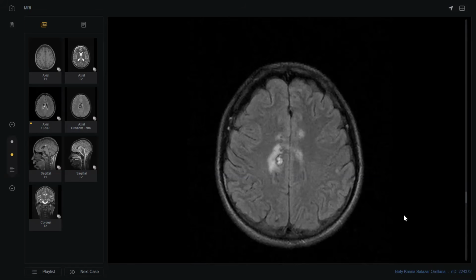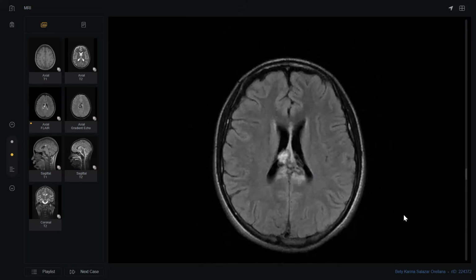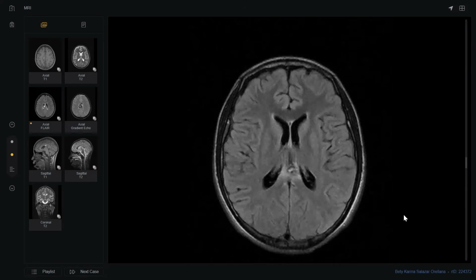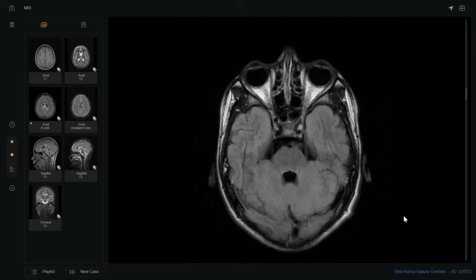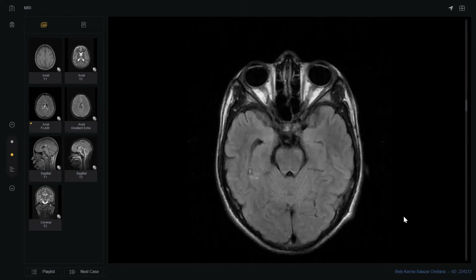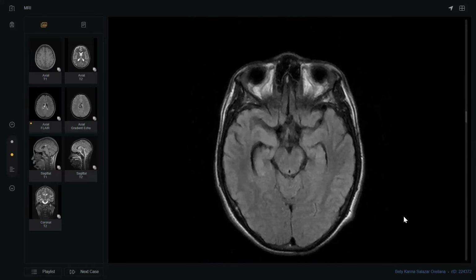A 14-year-old found comatose in the street. Okay, found comatose in the street and you did MRI, then it will be first cavernoma with acute hemorrhage. Cavernoma, okay.